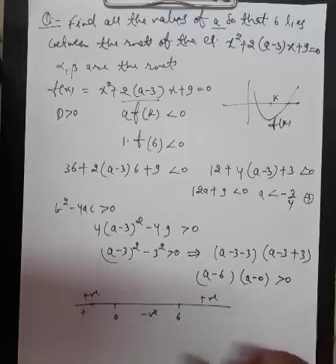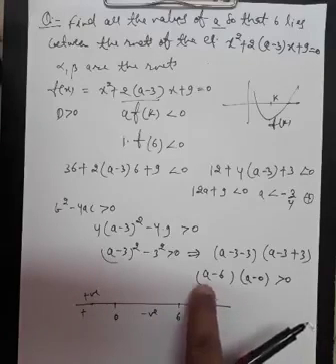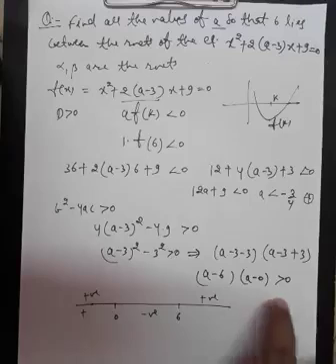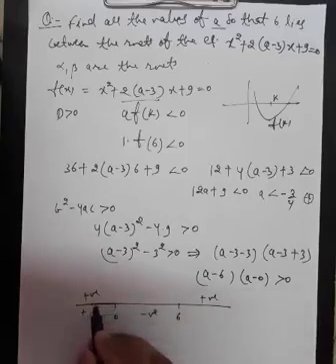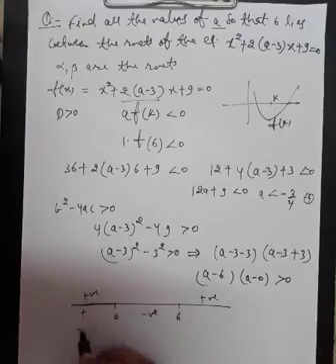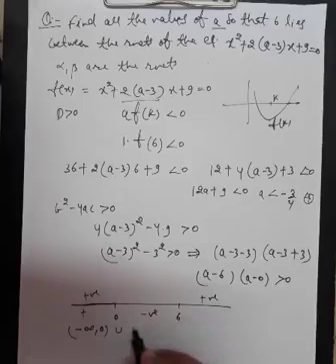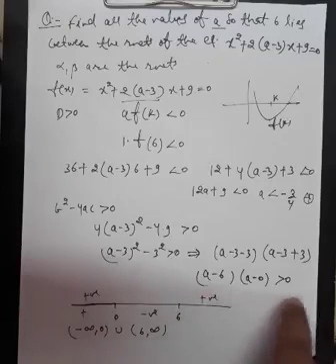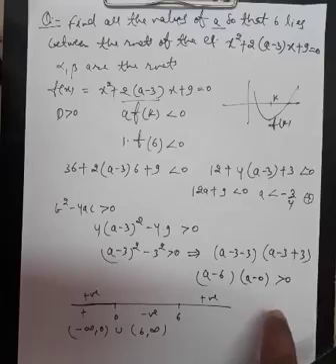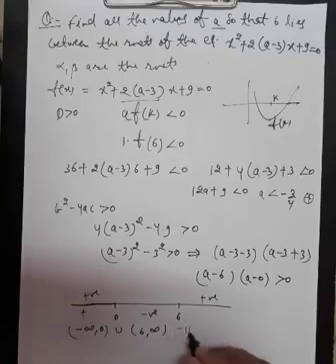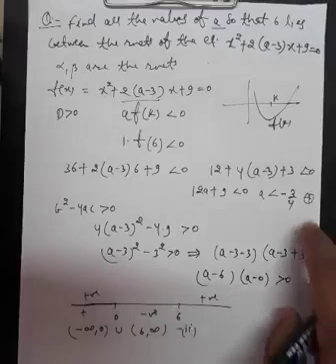We want the value of a such that this expression is positive. Positive is somewhere. That means minus infinity to 0 union 6 to infinity. We will not include the endpoints 0 and 6 because here this will become 0. We are not taking that into account. This is the second condition.